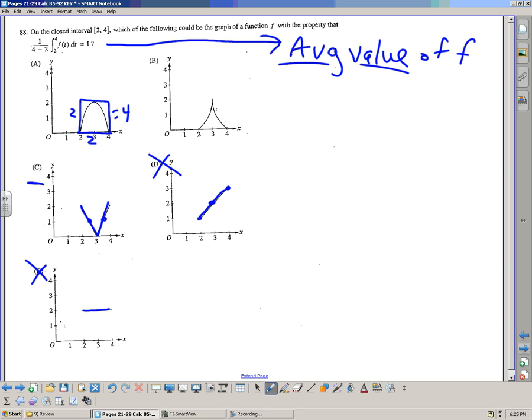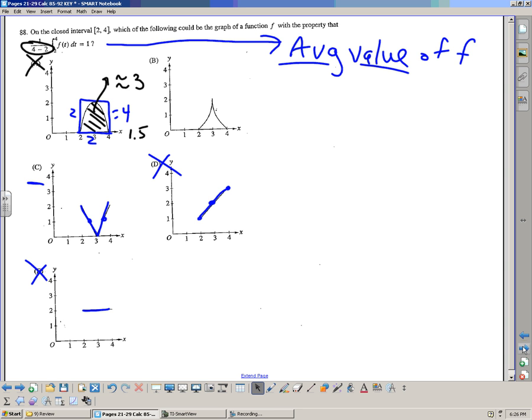Well, that region here looks like it's a little less than 4. I would estimate this area to be approximately 3. And if we're dividing that by 2, my average value would be somewhere like 1.5. So I'm thinking that's not the answer.